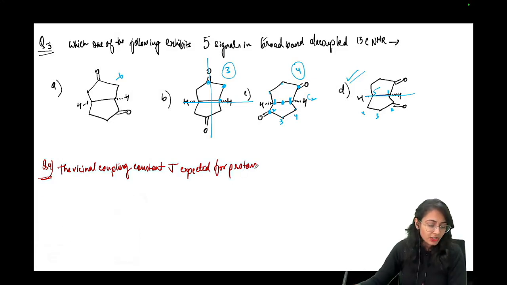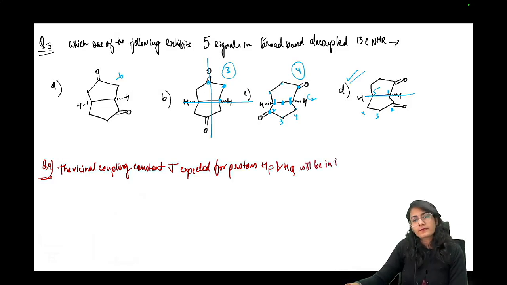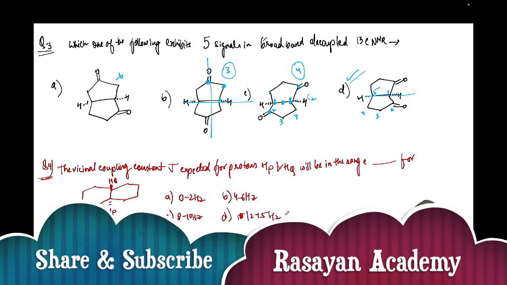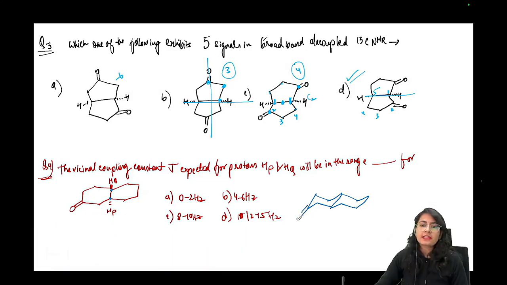Vicinal coupling constant J expected for the protons HP and HQ will be in the range dash for this molecule. This is HQ. This is HP. And you know what? The trans hydrogens do a better coupling as compared to cis.